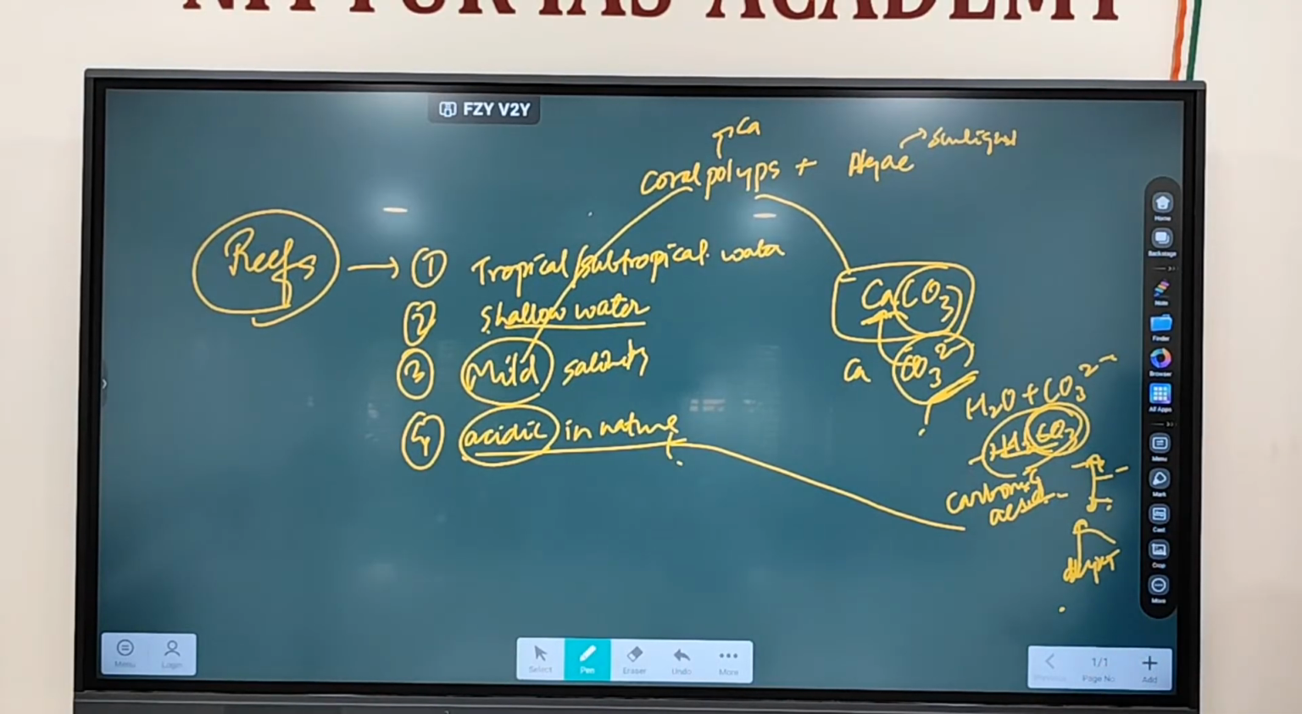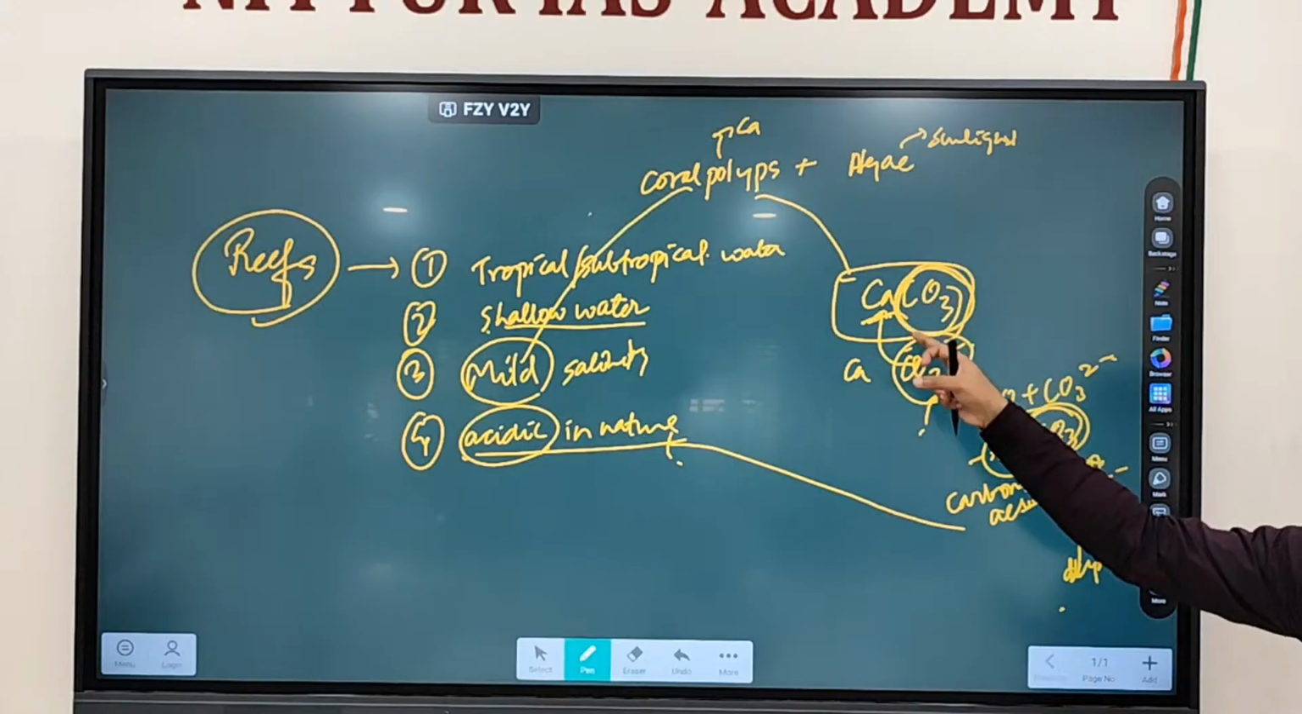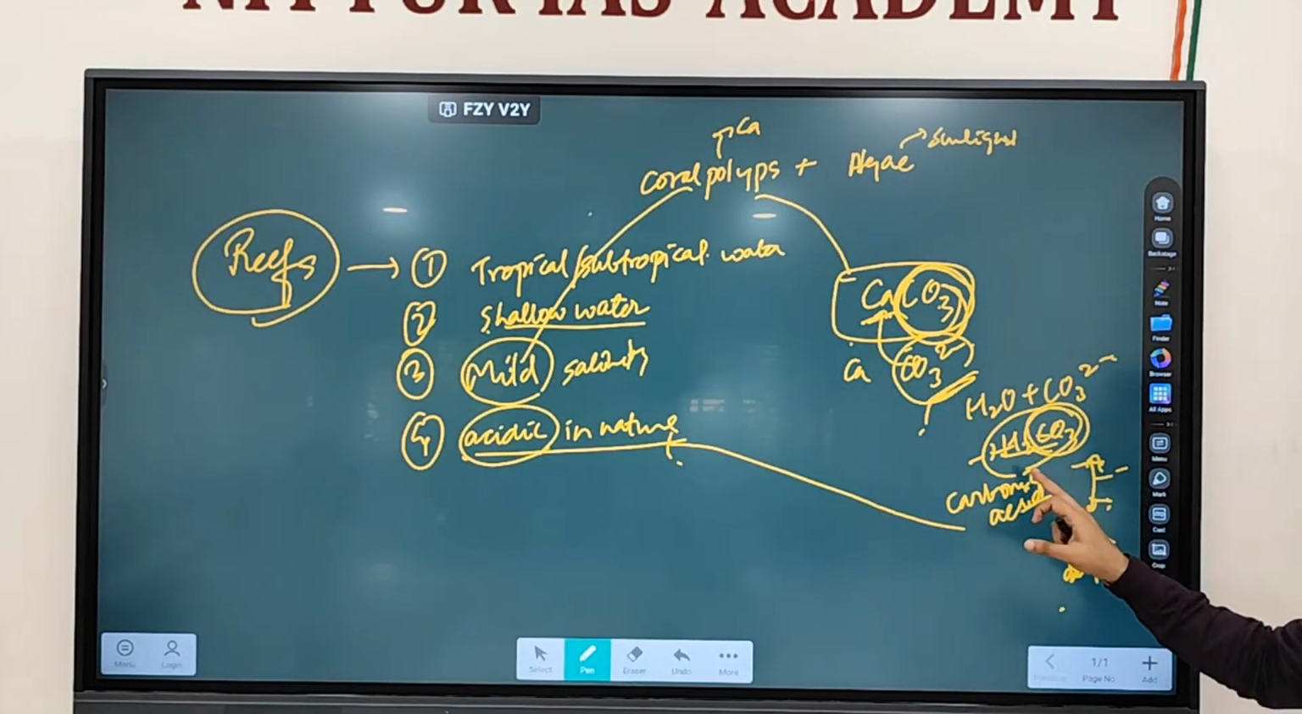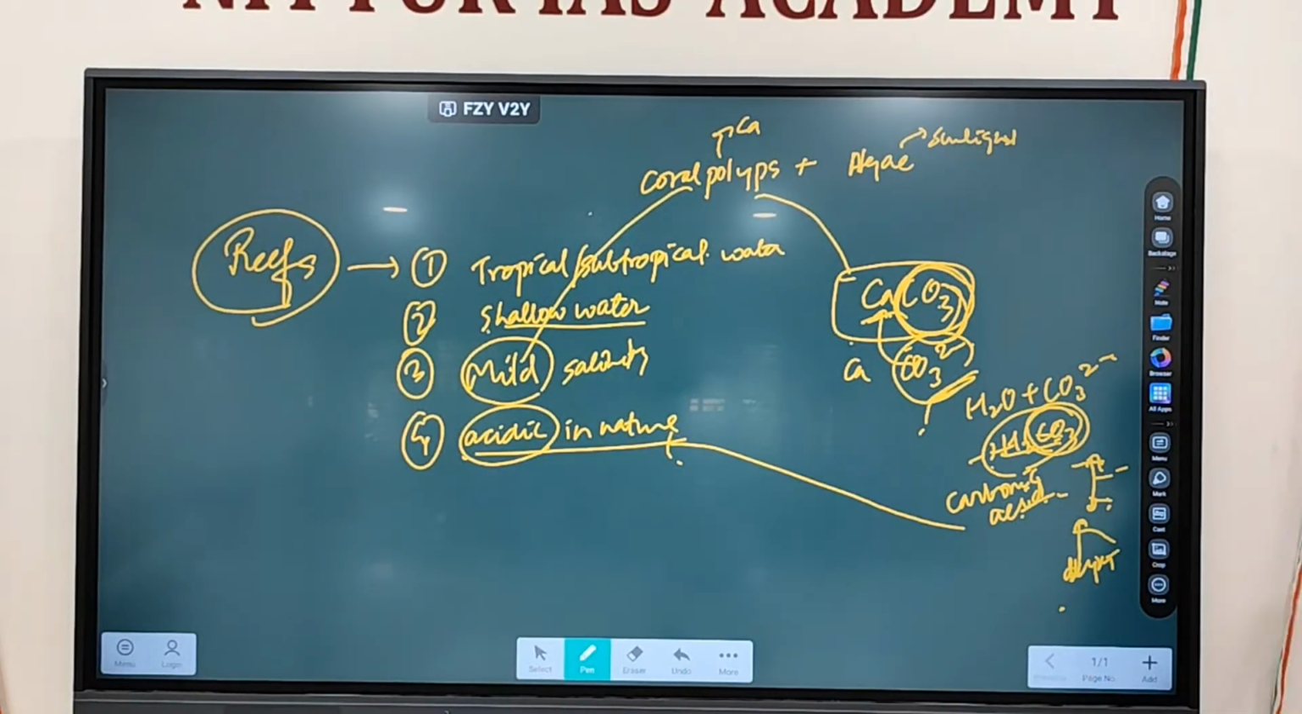So the coral reef survives in which type of water? Non-acidic water. If water becomes acidic in nature, then there will be no availability of carbonate ion to bind with the calcium, because carbonate ion has reacted with the water to form carbonic acid. Clear?